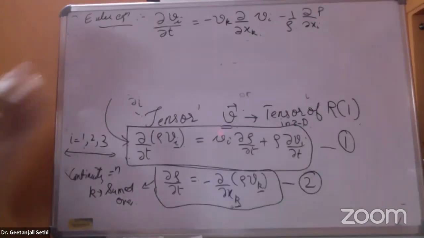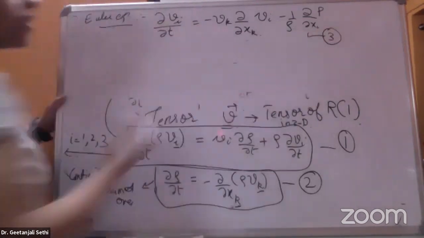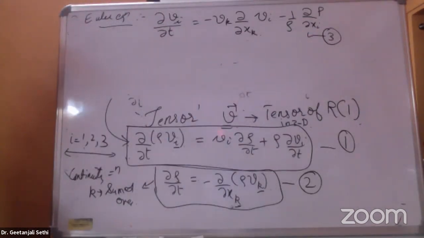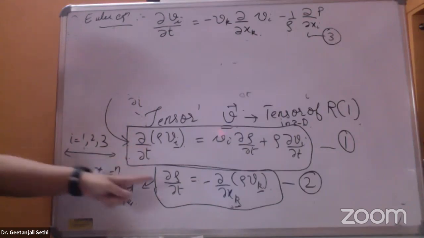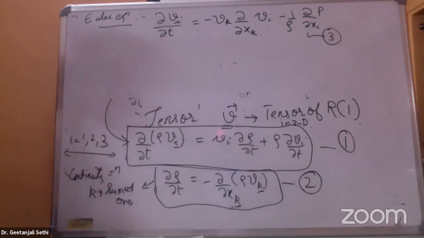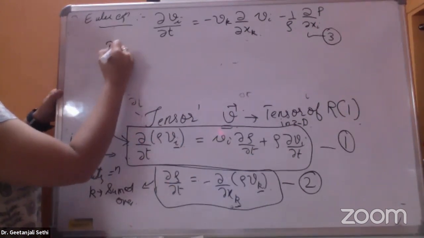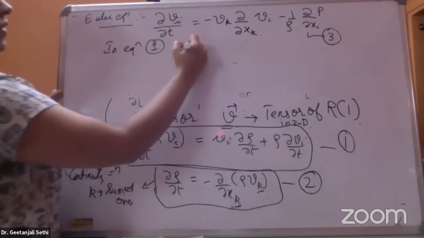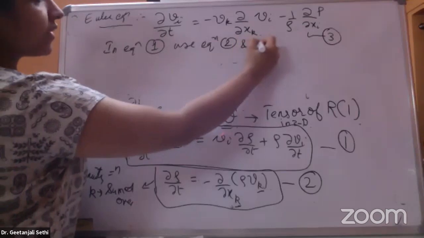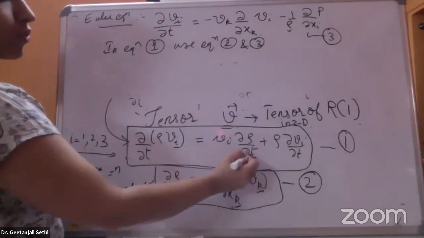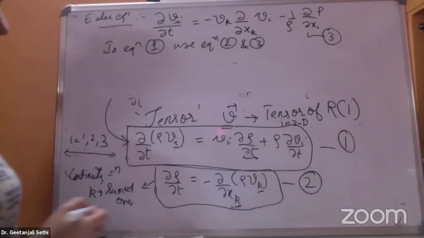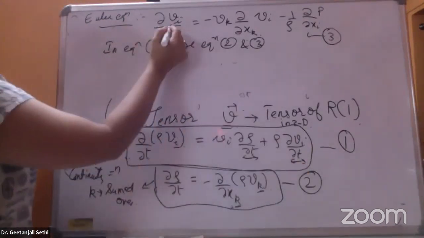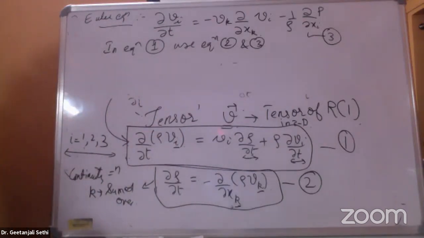So people should try to get this equation. Okay, so now I have these 3 equations in the form that I need them. Now what I'm going to do is go back to this equation and substitute the continuity equation. So I replace in equation 1. I'm going to use equation 2 and 3. From equation 2, I replace del rho by del t. And from equation 3, which is del Vi by del t, I replace del Vi by del t in equation 1.